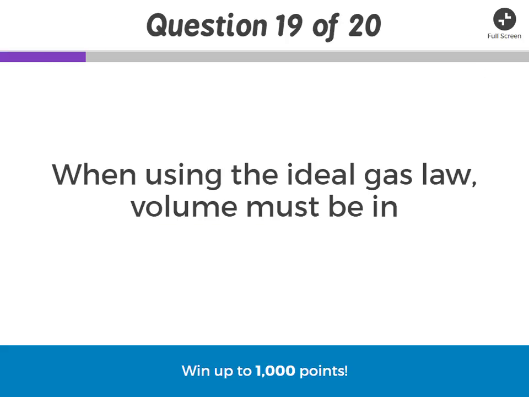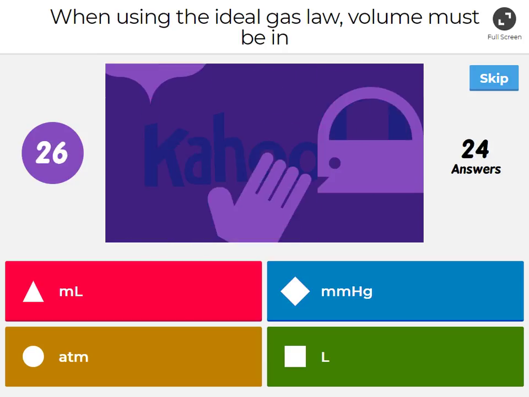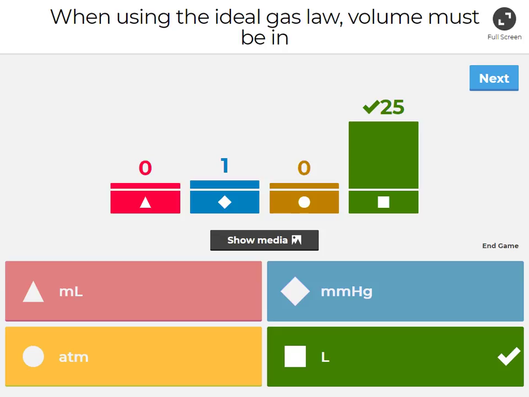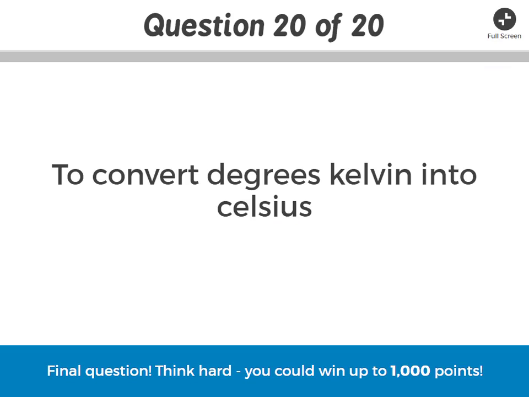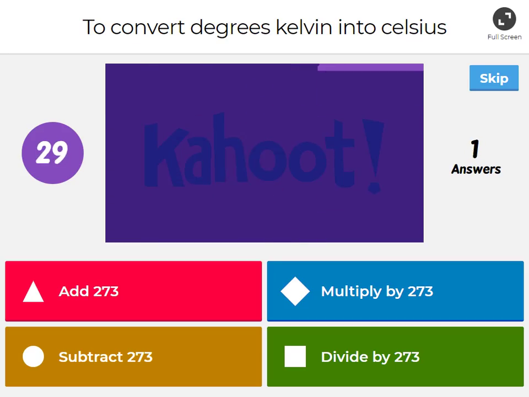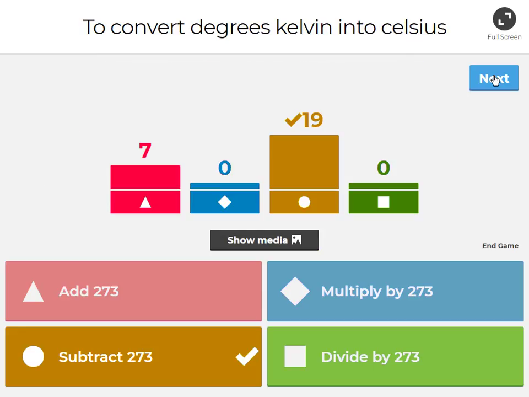When using the ideal gas law, volume must be in what? Liters, very good, because it matches the R constant. To convert Kelvin into Celsius... Ooh, a bunch of you guys read that too quickly. You're going from Kelvin to Celsius, so you're not going from Celsius to Kelvin. Reverse that, so subtract 273.